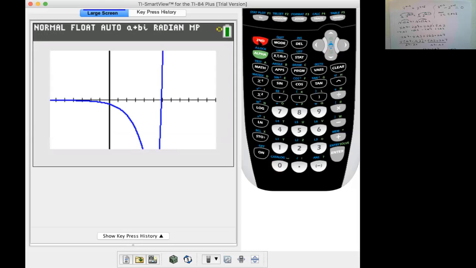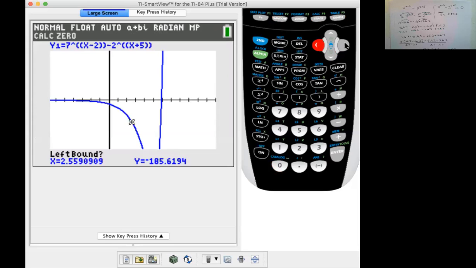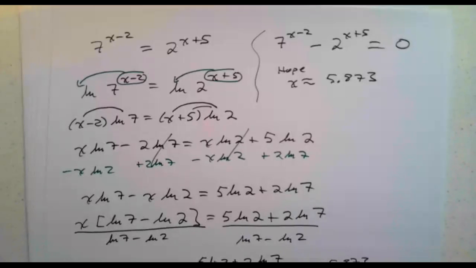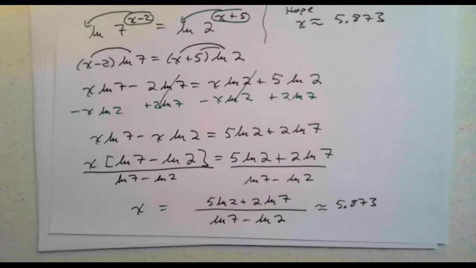All right, second calc, zero finder. Move the spaceship a little bit to the left of where it crisscrosses, which is almost at 6. Do I see it yet? There we go, a little bit to the left. That's to the left, enter. That's to the right, enter, and I can also use that as a guess. I get 5.873, 5.87306. What did I expect it to be? 5.873.